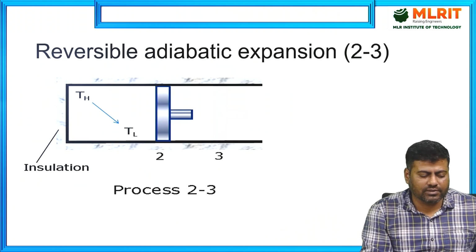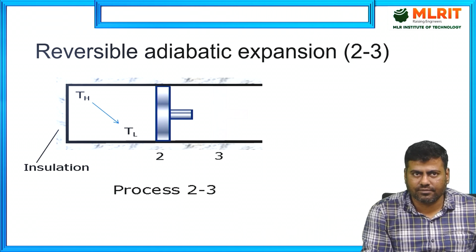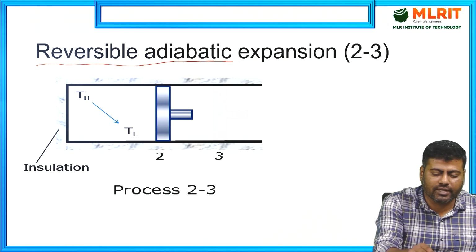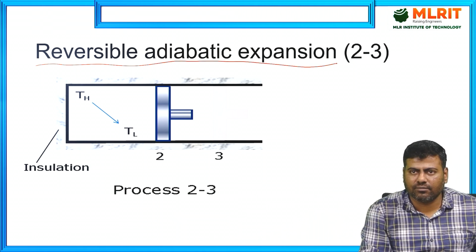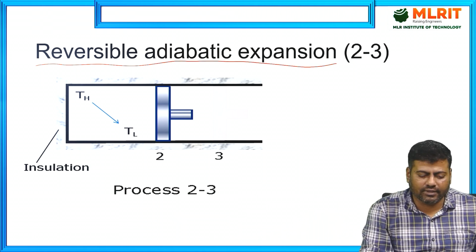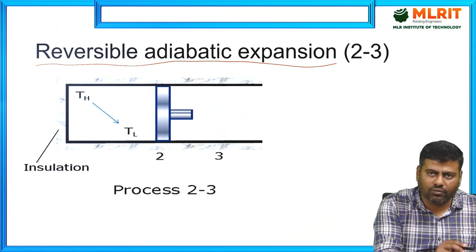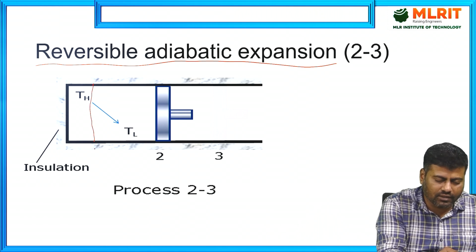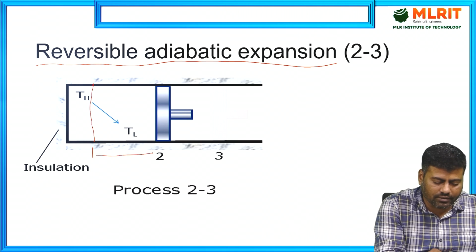Yes. The next process is the reversible adiabatic expansion process. See, listen here. That is what I called the power stroke, the combustion stroke. And after that comes the reversible adiabatic expansion. In the 1-2 process I said, we have started with the piston head at the top dead center, TDC. This is position 1. So 1-2 is the power stroke.